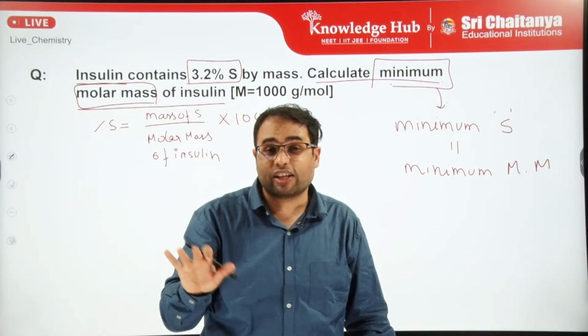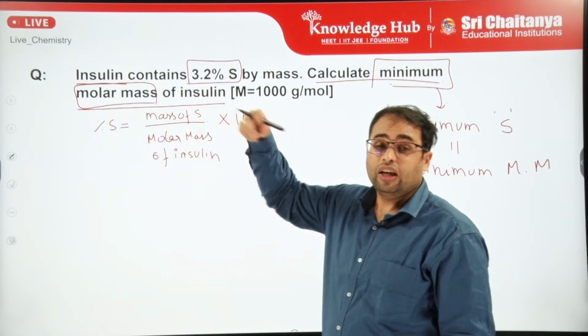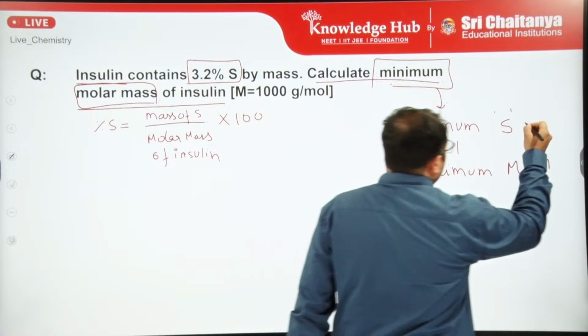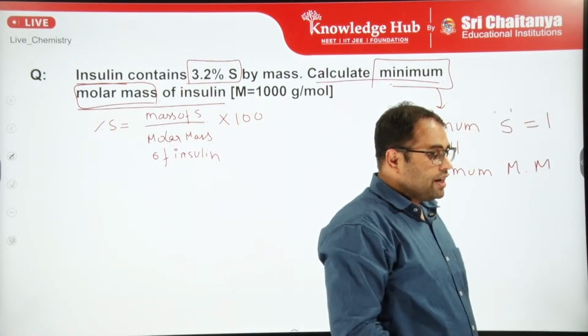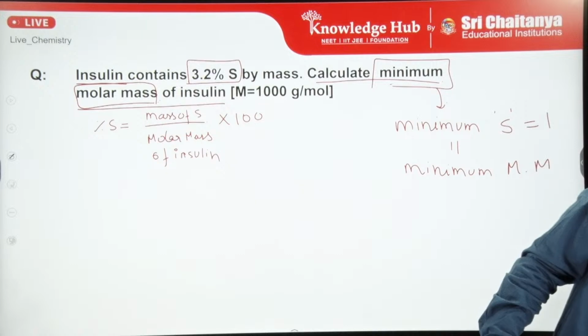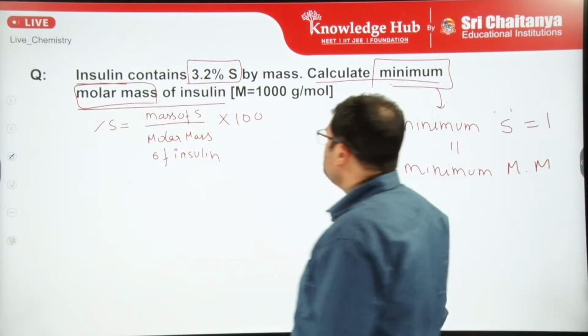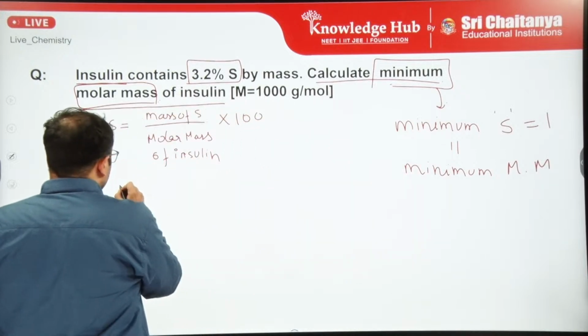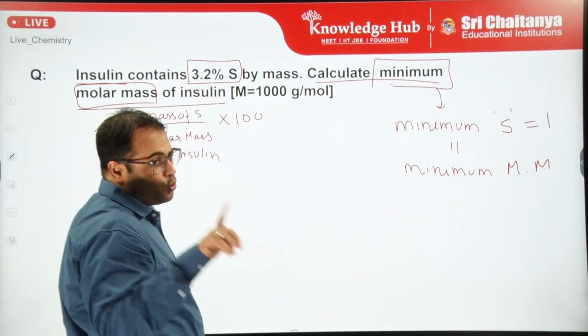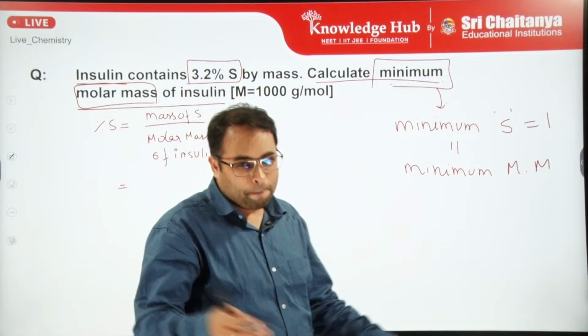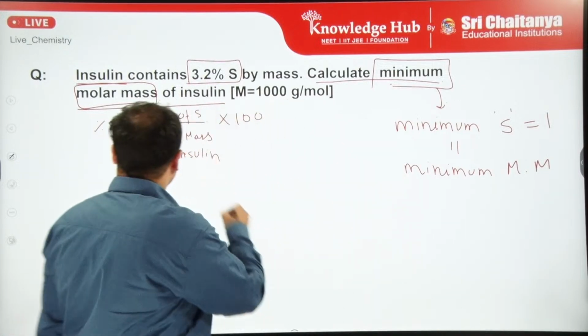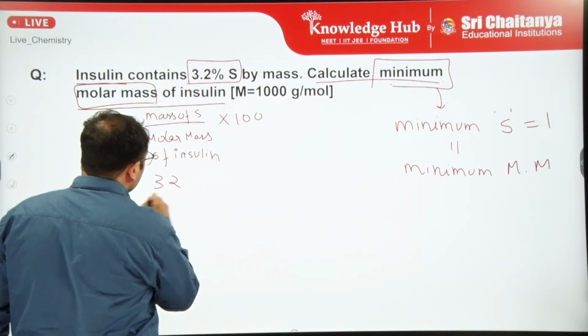And minimum sulfur value means what? Not 0, obviously, there is some amount of sulfur. The minimum value will be equal to 1, right? So if the minimum value is equal to 1, what is the mass of 1 sulfur? 32. So it is 32.